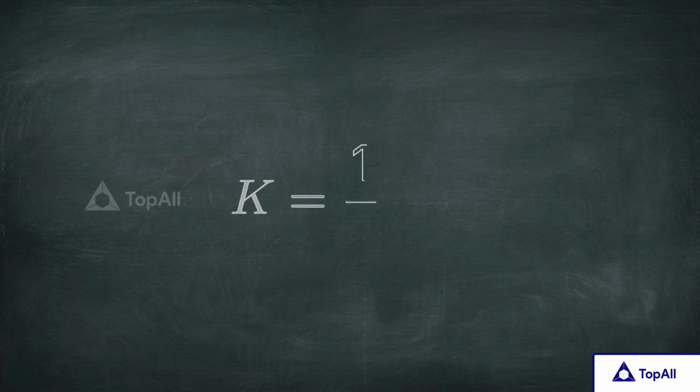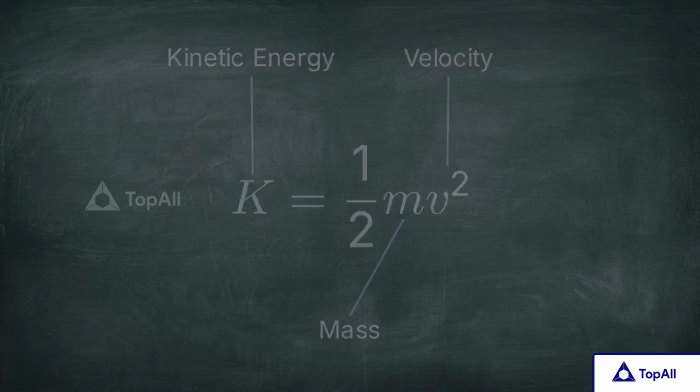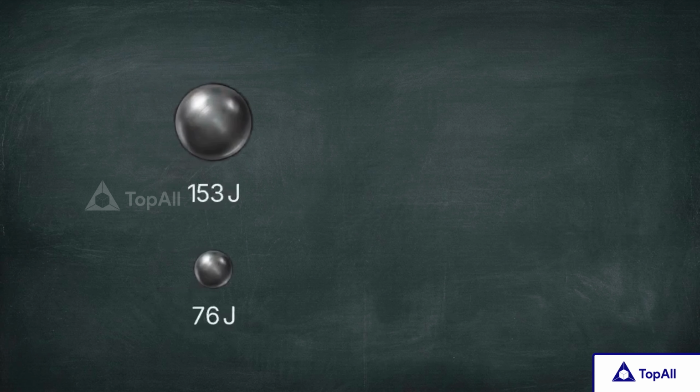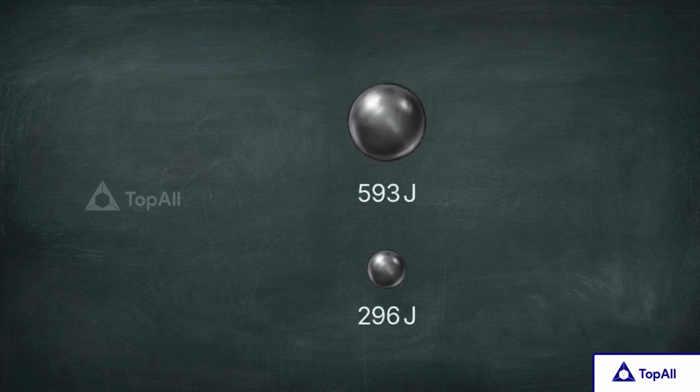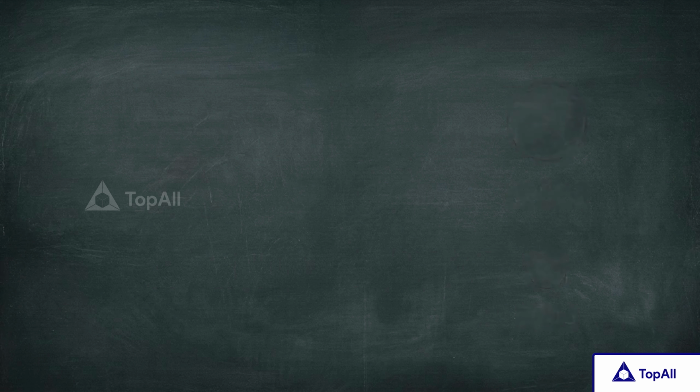This formula defines that value. Kinetic energy equals 1/2 the object's mass times its velocity squared. Mass provides the baseline. If two objects travel at the exact same speed, the heavier object will always possess more kinetic energy and do more work upon impact.